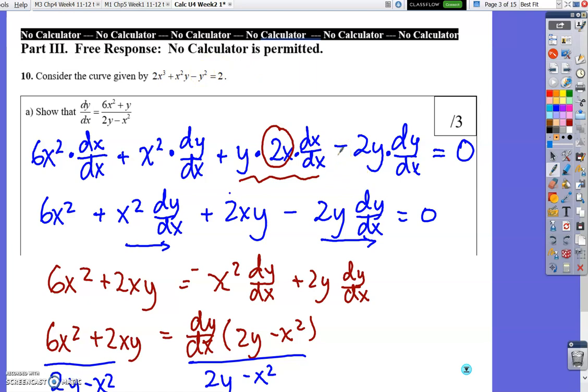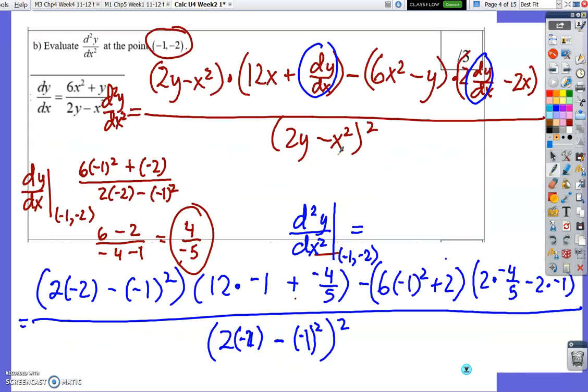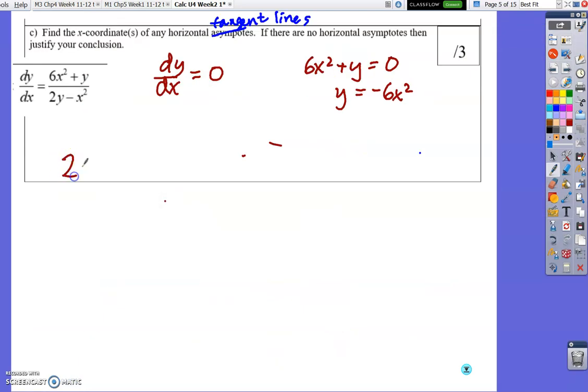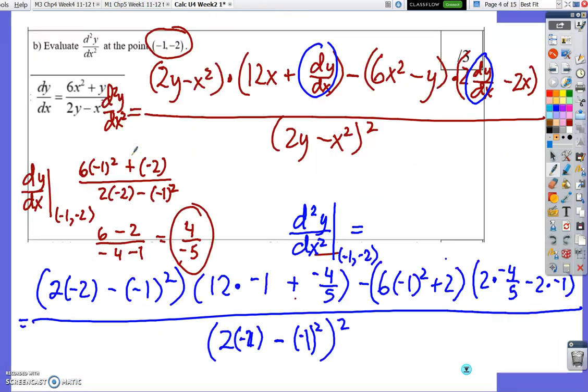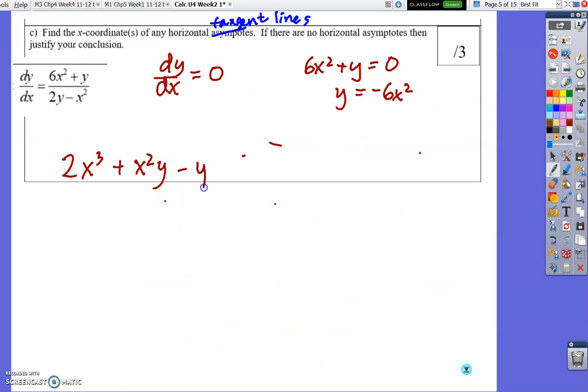And 2x cubed, x squared, y, negative y. Okay. 2x cubed, x squared, y, I think that's positive. Yep. Minus y squared equals 2. So we're going to plug this into that wherever we see y.